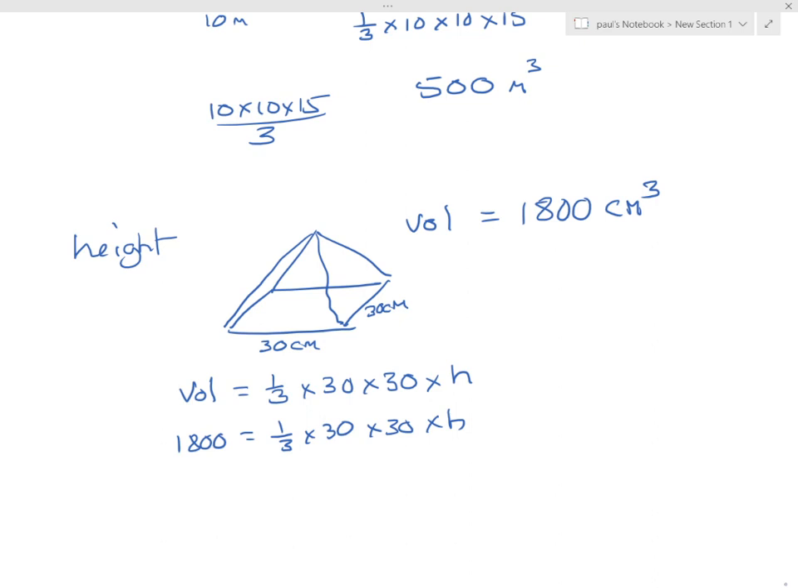So let's work all this out. 1/3 times 30 is 10, 10 times 30 is 300. So we've got 1800 equals 300 times the height. Now take the 1800 and divide it by 300, which is 6. So the height is 6 centimeters.